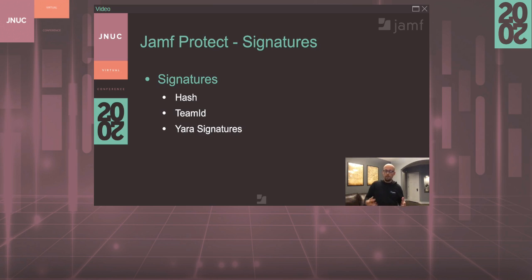So we use a couple different identifiers to do this. One is the file hash. Another is by focusing on signature or signing information, specifically that of the team ID. And then finally, Yara signatures. So we'll dive into each of these.